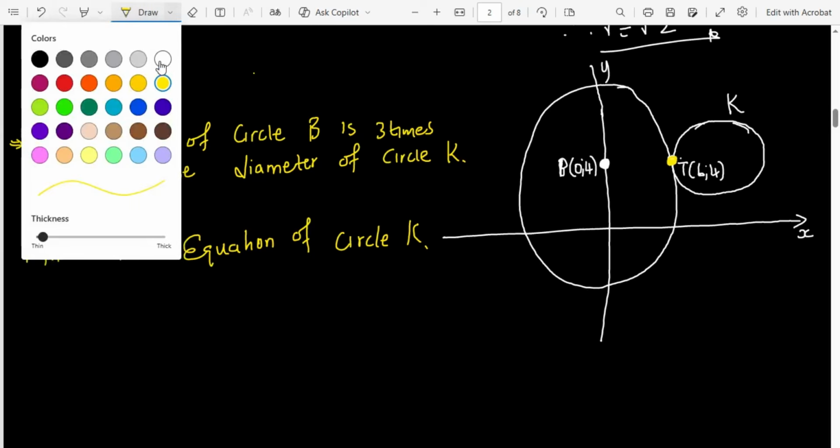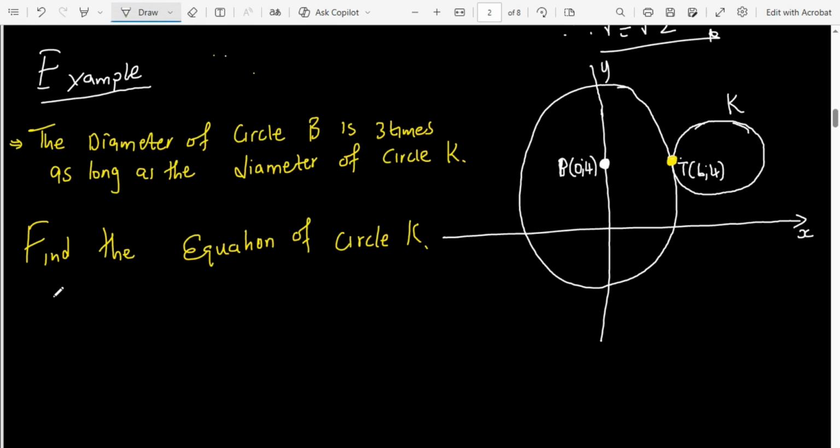Guys, this is very, very easy, only if you understand what the statement is saying and if you understand the drawing. Okay. So now, first we need to take note of the radii of circles K and B. Let's take note on radii. If the diameter of the circle B is 3 times as long as the diameter of circle K, what I need you to note is that the radius of B, RB, will be 3 times the radius of K.